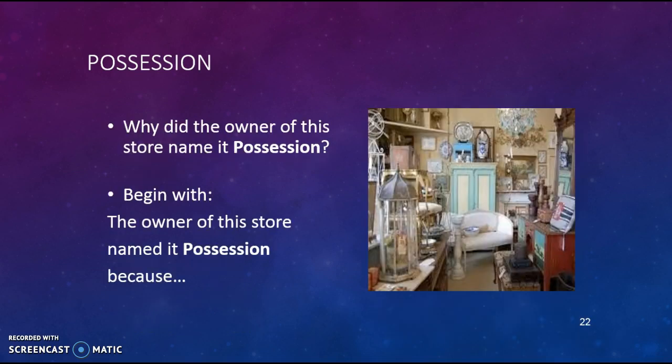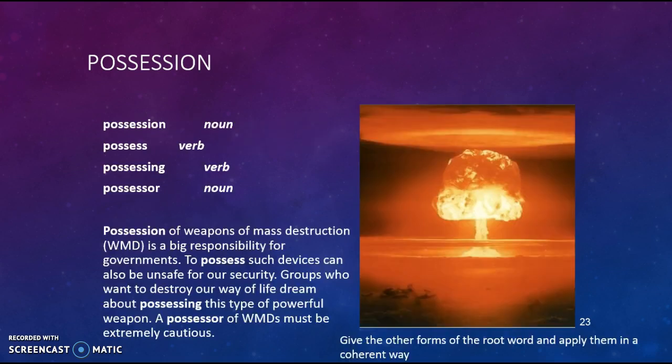The second piece is she provides this picture, and she asks, why did the owner of the store name it possession? And you're going to begin that response with, the owner of the store named it possession because. So you can see where this would feed into step 5, having discussions with the application of these terms. This type of PowerPoint could go many places in that 6-step lesson plan.